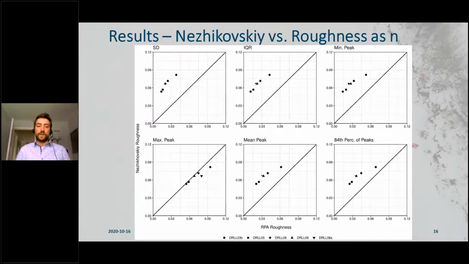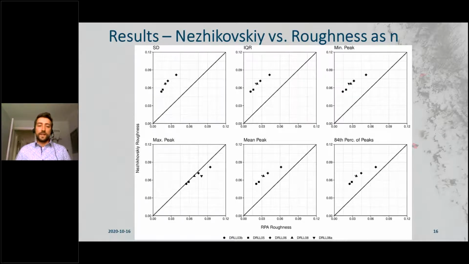And the x-axis is still on our observed roughness. So we see a lot tighter relationship with the data here. And it's, I think, interesting to see that the max peak value, which did so poorly previously, is now plotting almost entirely on the one-to-one line, which is awesome.